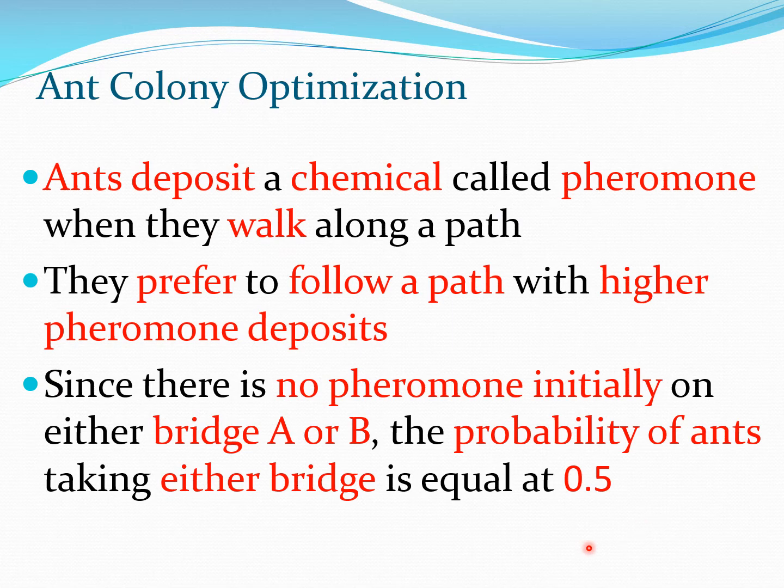Now one of the things which happens is that ants deposit a chemical known as pheromone when they walk along a path. And they typically prefer to follow a path which has a higher level of pheromone deposit. So when we first start the experiment, there is no pheromone on bridge A or B, so the probability of ants taking both the bridges or any one of the bridges is essentially same, so it is equal to 0.5.